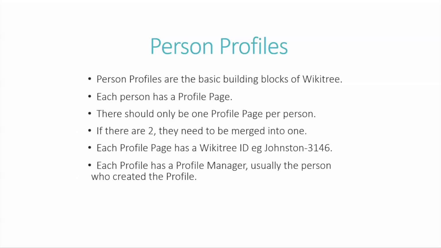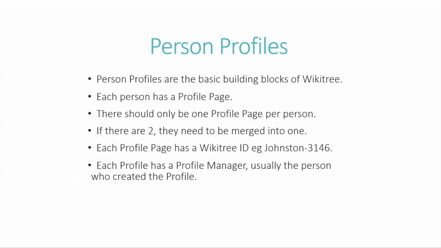And then each profile page has a Wikitree ID. For example, the page that relates to me has the Wikitree ID Johnston-3146. That is your birth surname, and then it's just a sequential number. So I was the 3,146th person to put a Johnston profile onto Wikitree.